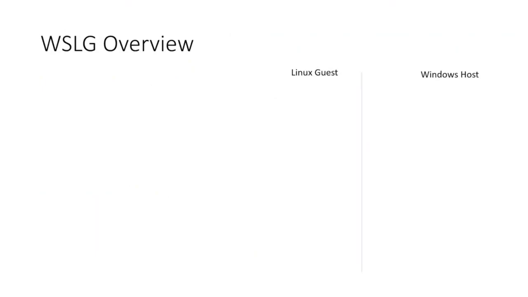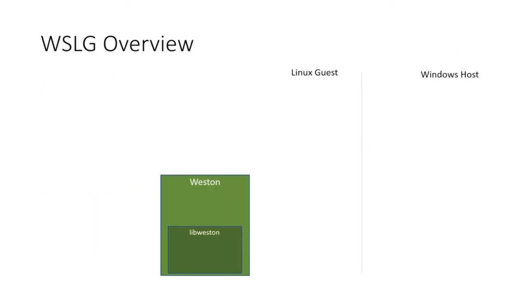So here's a quick overview of WSLG. At the heart of it is basically the Weston compositor. The Weston compositor supports multiple shells. It already has something called a desktop shell. It has an IVI shell for automotive. It also has a full screen shell that is used for full screen apps, like kiosk type applications.